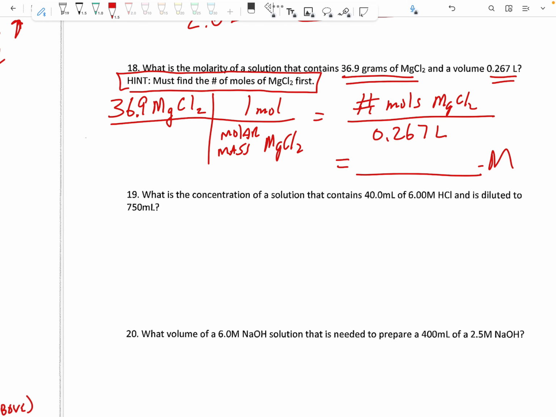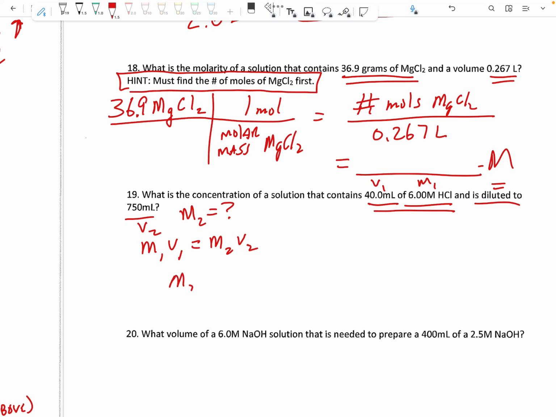Okay, the last two are also going to be on your test. What is the concentration of a solution that contains 40 milliliters of 6 molar HCl and is diluted to 750 milliliters? So we're starting with this, and when it says is diluted, that is your equal sign. So this will be our V1, this is going to be our M1, and this is going to be our V2, so we're looking for our M2, which we don't know. So let's set up our problem. We always write down an equation first, and then we just rearrange it to find M2.